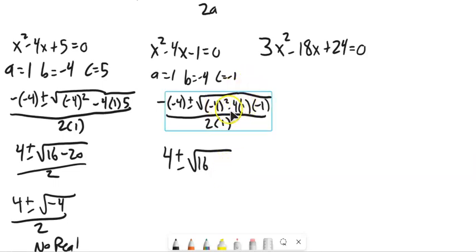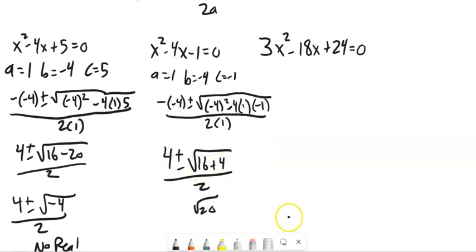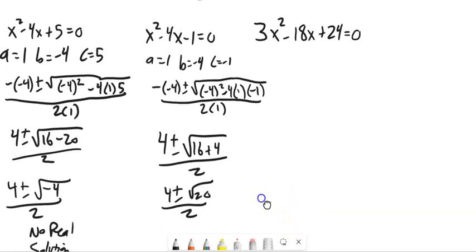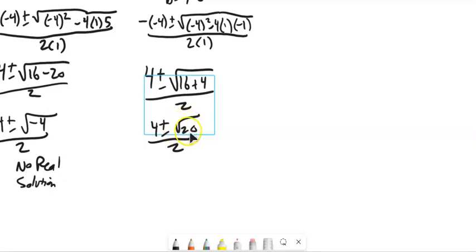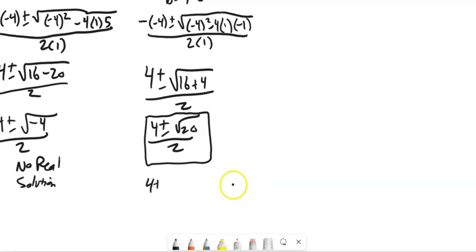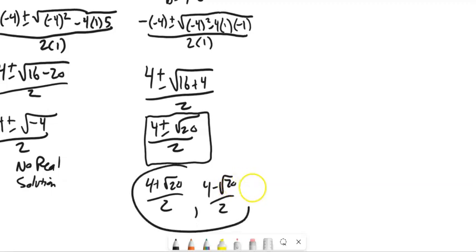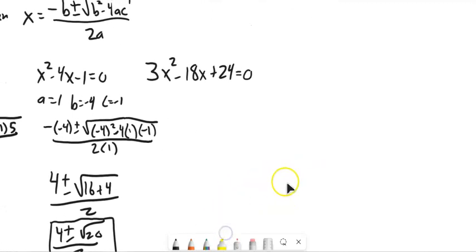And notice what I have here. Negative 4 times 1 times negative 1. And negative times a negative is positive. So this is plus 4 over 2. 16 plus 4 is 20. And at this point, at least in Algebra 1, we haven't talked about how to simplify these. So we can just leave our answer like this. It's really two answers. One of them being 4 plus the square root of 20 over 2. The other being 4 minus the square root of 20 over 2. Beep, bop, boop.